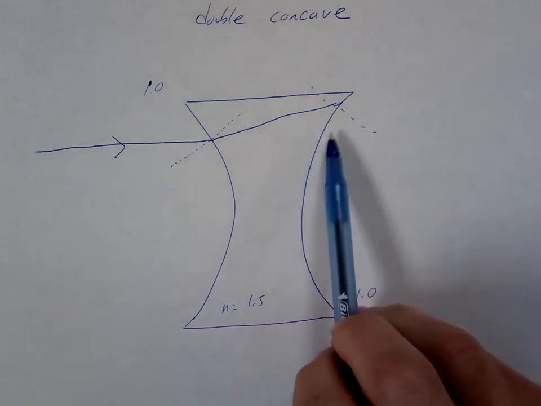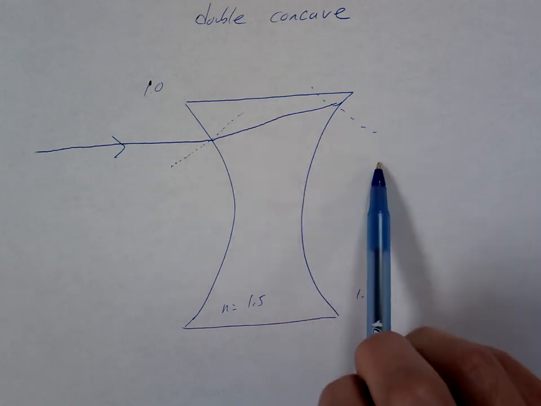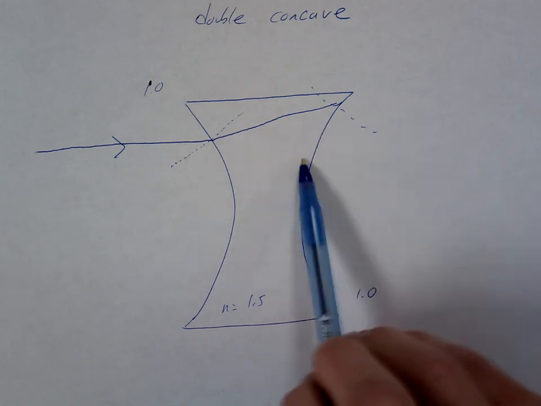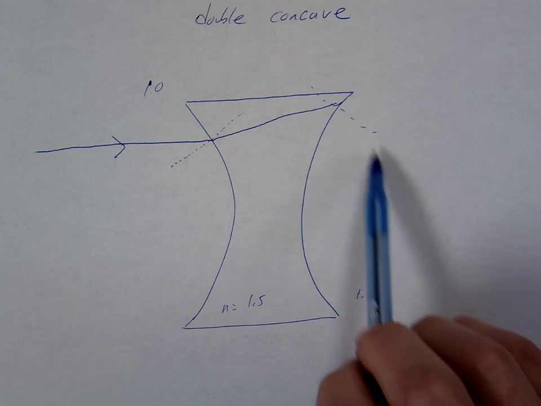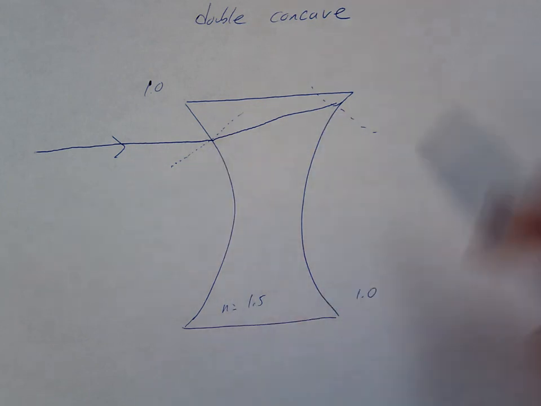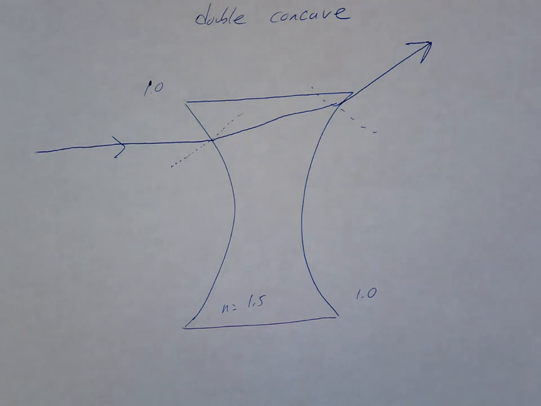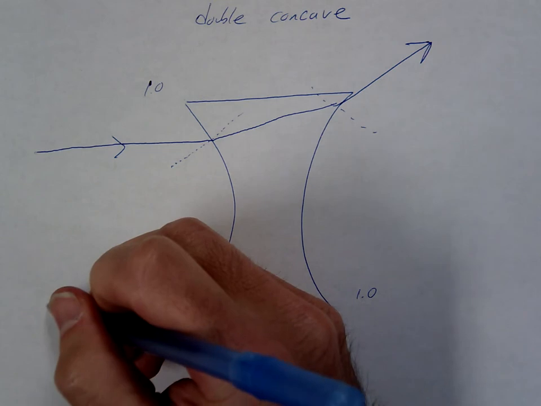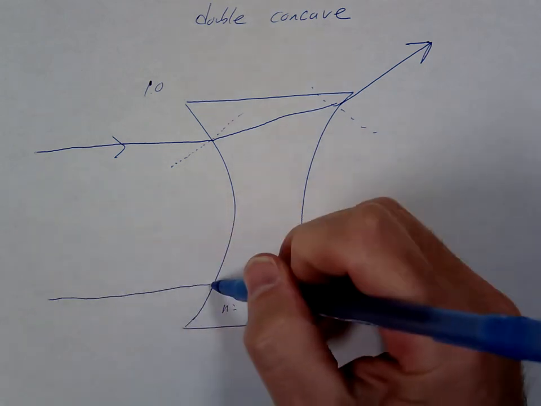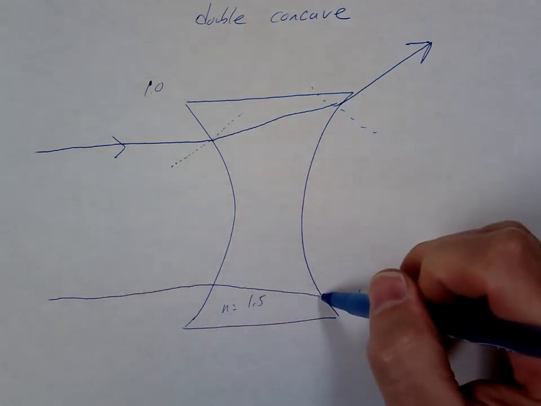Now we are large index to small index. So does it bend away or towards? Away. But notice that since our normal's changed, we're just going to bend it up again. So it's going to bend up. Same thing here. We're going to bend down.